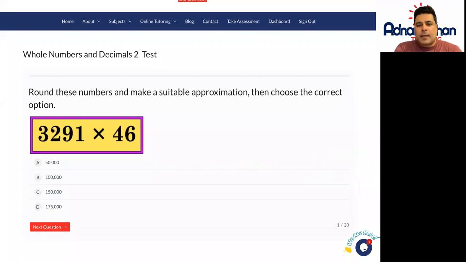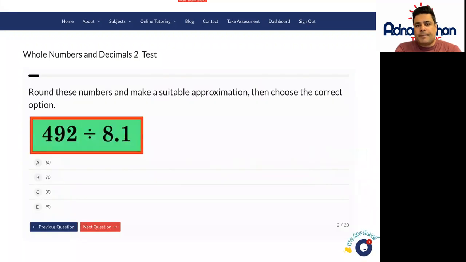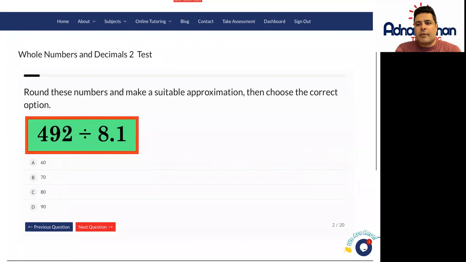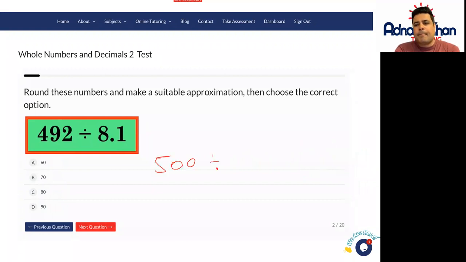Okay, let's try one more question together. So 492 divided by 8.1. Let's just round this up to 500 divided by 8. Now 500 divided by 8 will give us an answer of 62.5, roughly speaking.